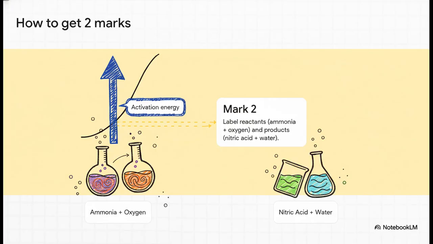So how do you get there? Well, for the first mark, you needed to draw a vertical arrow for the activation energy and label it. That's the energy hump it has to get over, going from the reactant level right up to the peak. The second mark was for correctly labeling the reactants, ammonia and oxygen on the left, and the products, nitric acid and water, on the right. It's all about being precise.